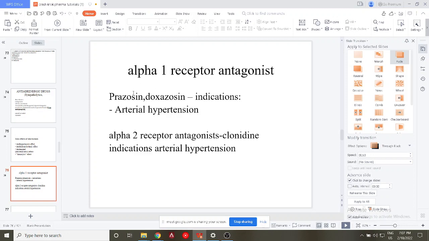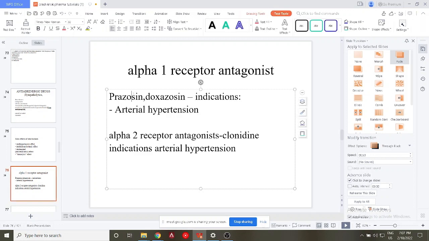So the key drug here is prazosin, or doxazosin. You see they end in the same word, so it's easier for you to remember them. That's why I said pharmacology is very easy. You just need to study it a little and try to memorize a little, and you get your questions correct. So the main one here is prazosin.